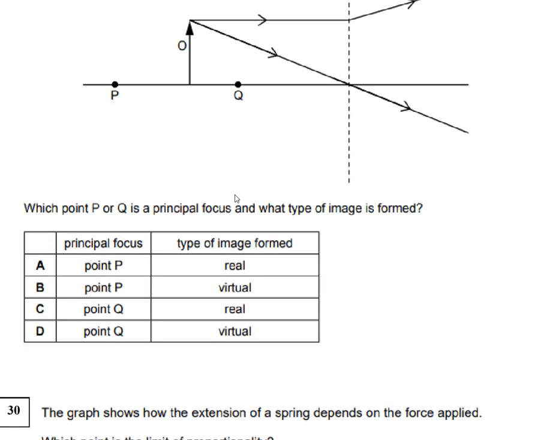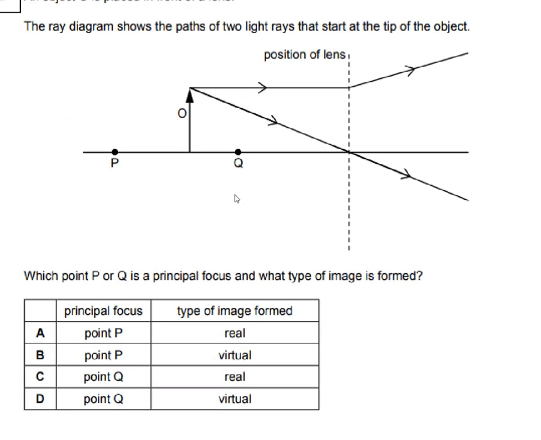Now, this is a good one. First of all, we have a diverging lens. How do we know it's a diverging lens? Look at the arrows. They are diverging. So therefore, we're going to get a virtual image, so we need to go backwards.